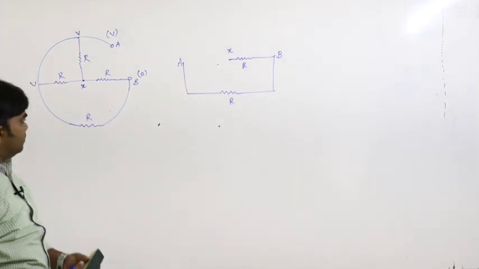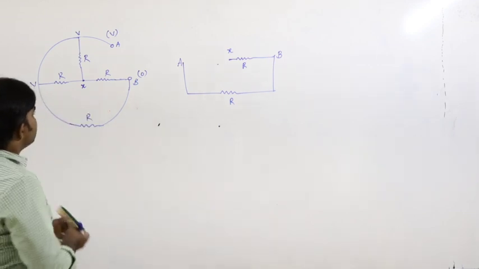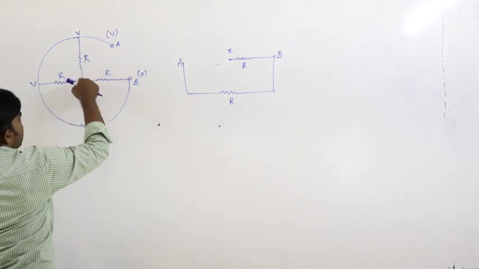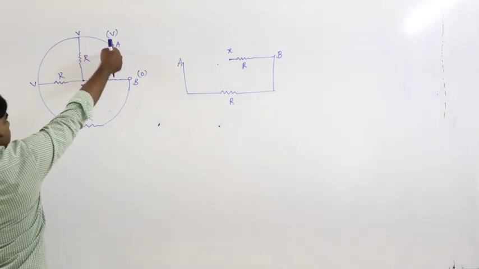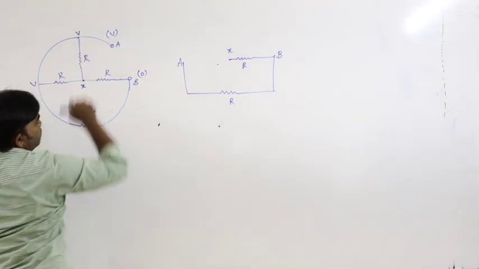Resistance between X and B is R. Next, what is the resistance between A and X? A is at potential V. The point A is at potential V.